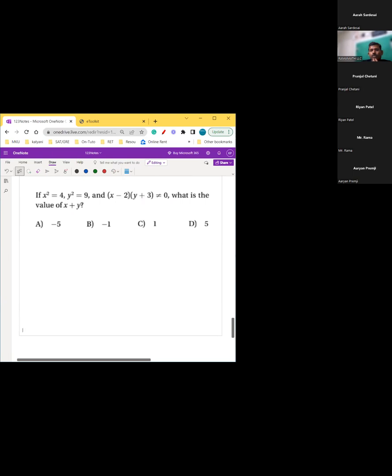So x squared is given as 4 and y squared is given as 9. And we know that x minus 2 times y plus 3 is not 0. What could be the value of x plus y? Okay, let's give it a try and see if we can discuss this one.